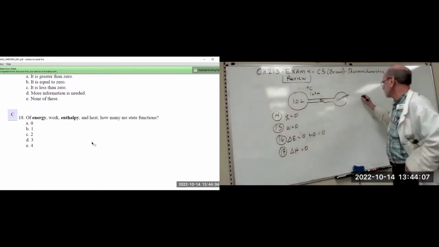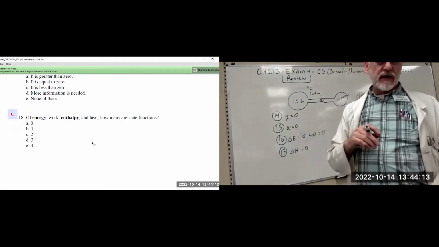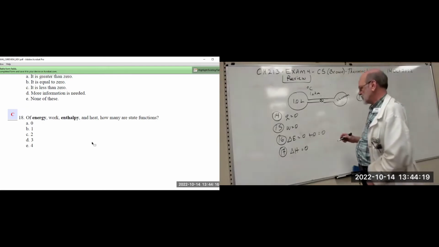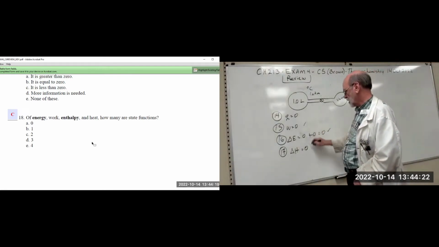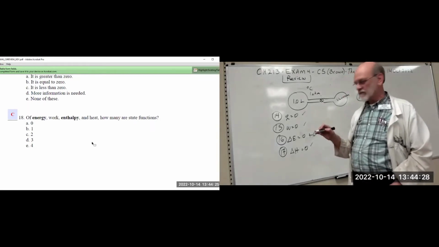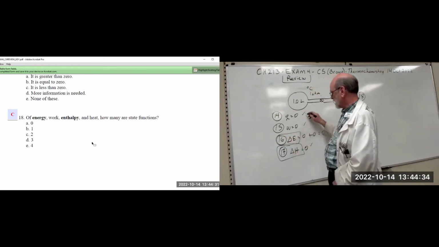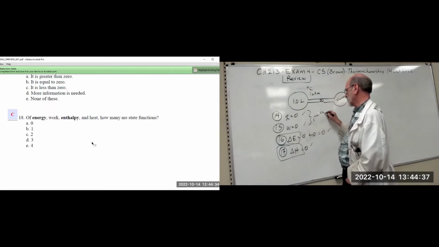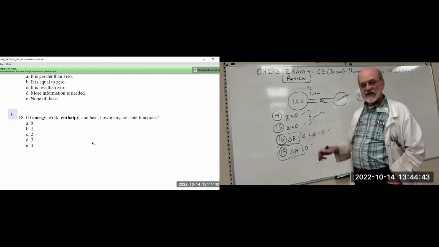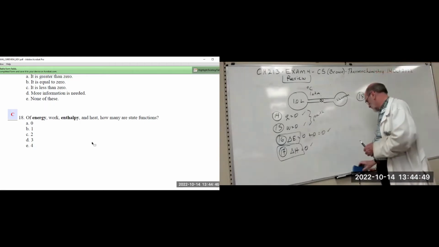Let's go ahead and do 18. Just a little thought problem. Of energy, work, enthalpy, and heat, how many of these are state functions? This is a state function. This is a state function. These are both path functions. It does matter how you get from point A to point B. But for these, it doesn't matter. So the answer to that one is 2. Only 2 of these are state functions.